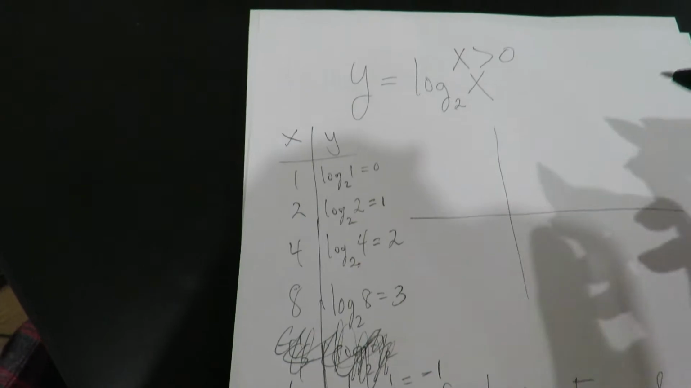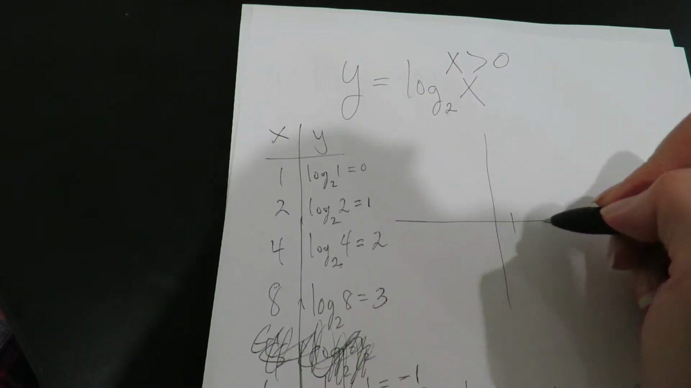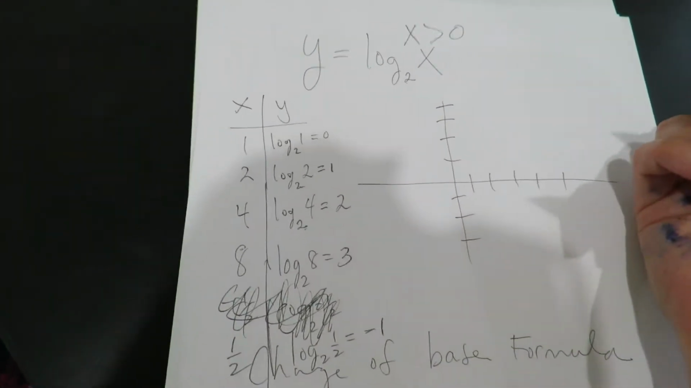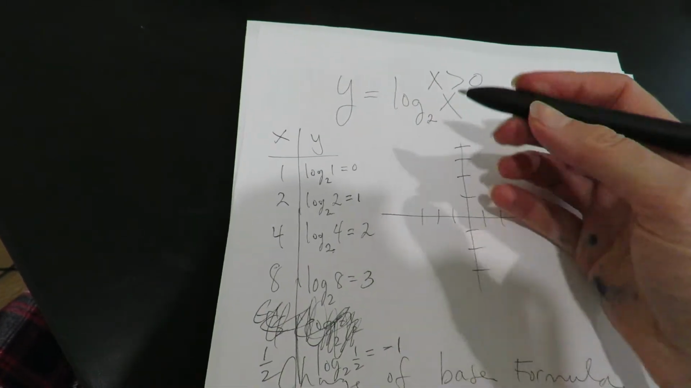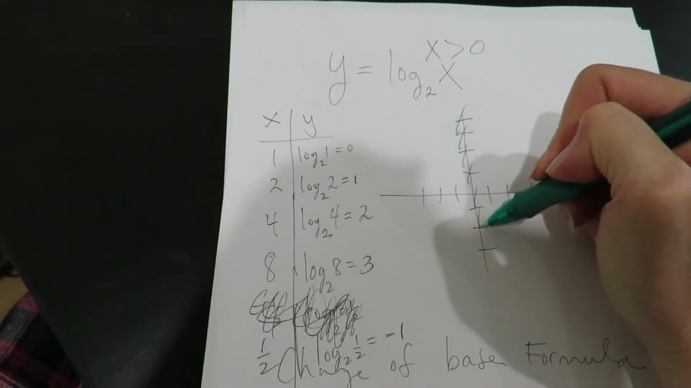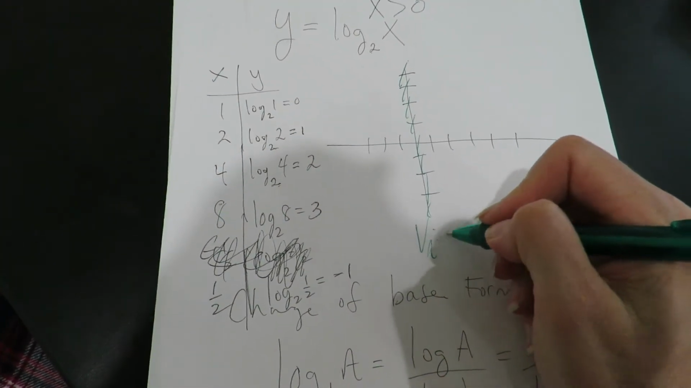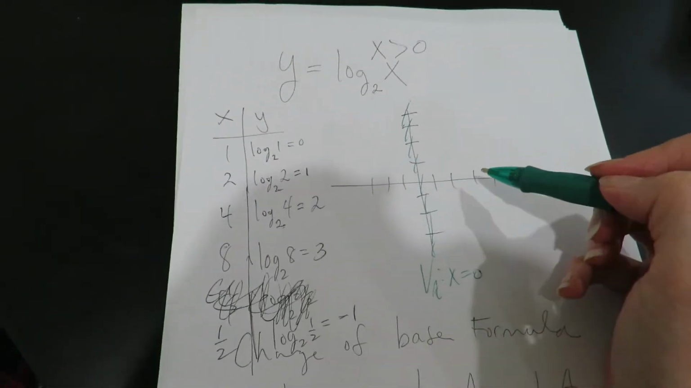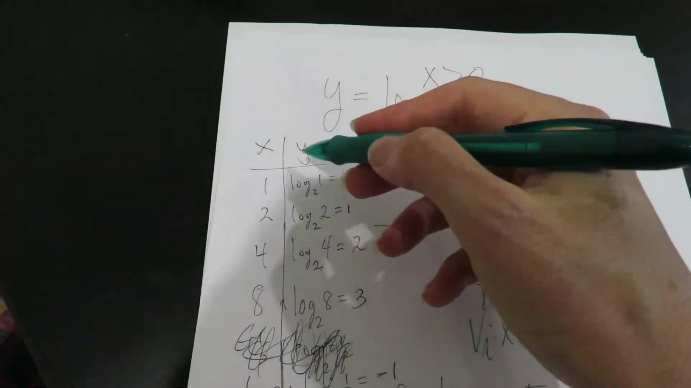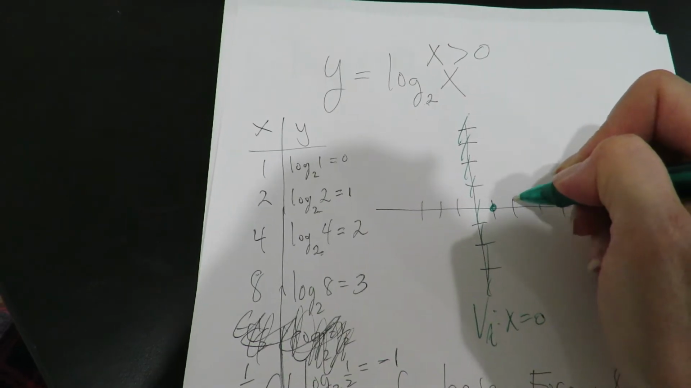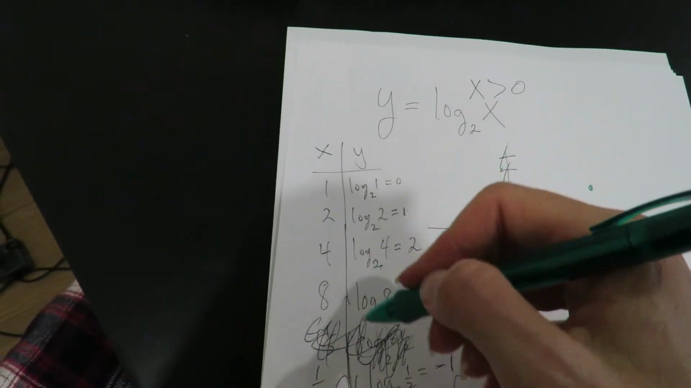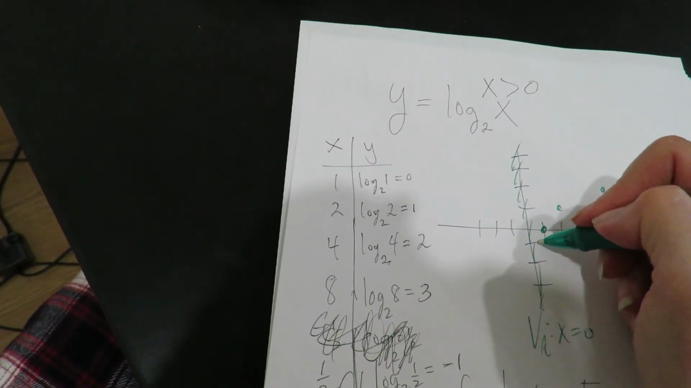All right, so let me put these points up. All right, so you know how exponentials have horizontal asymptotes? Logs have vertical asymptotes, so it will be right on the y-axis unless you push the graph left or right. So at 1 we're at 0, at 2 we're at 1, at 4 we're at 2, at 1/2 we're at negative 1.